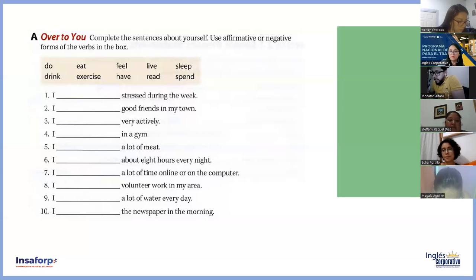I eat a lot of meat. I sleep about 8 hours every night. I spend a lot of time online or on the computer. I volunteer work in my area. I drink a lot water every day. I read the newspaper in the morning. Okay, perfect, Jonathan. Very good. Any other who wants to share the information? ¿Alguien más quiere compartir the sentences? Anybody else?